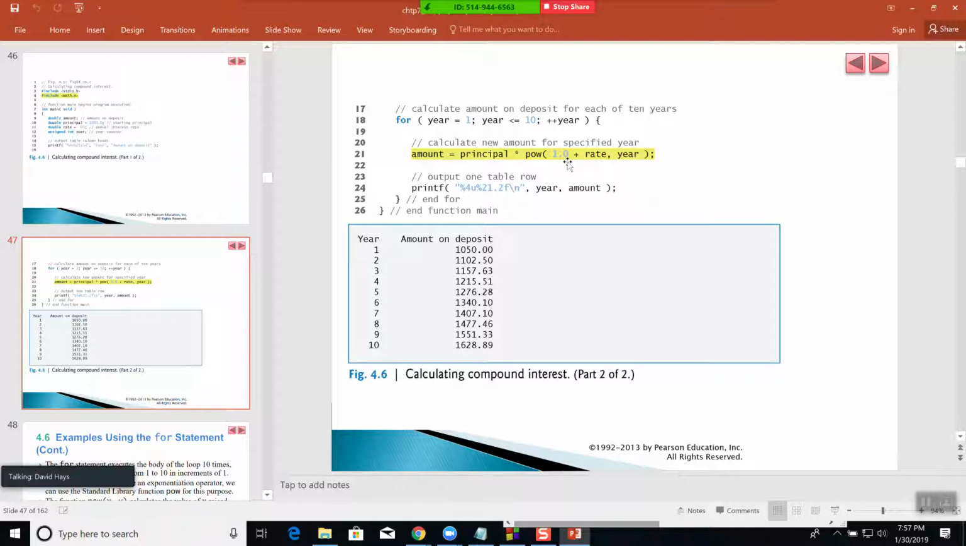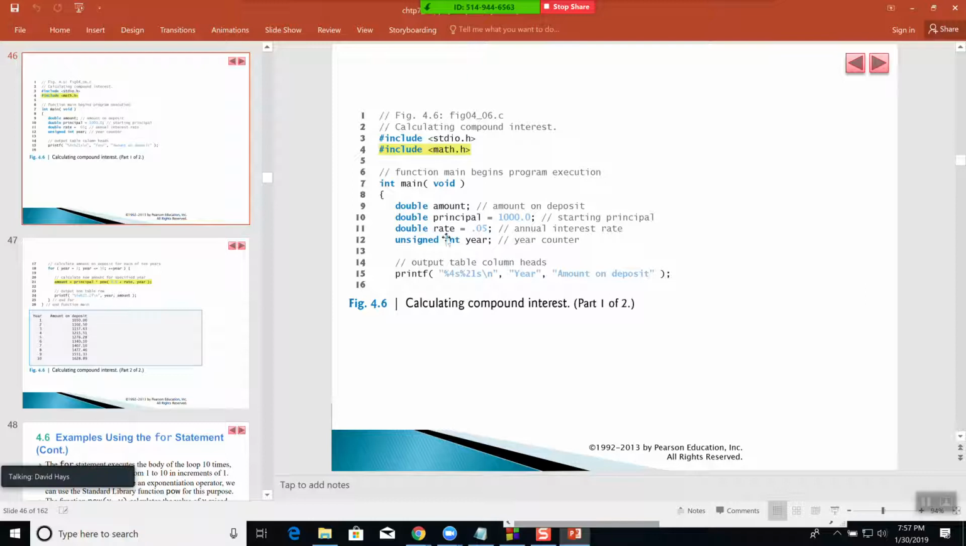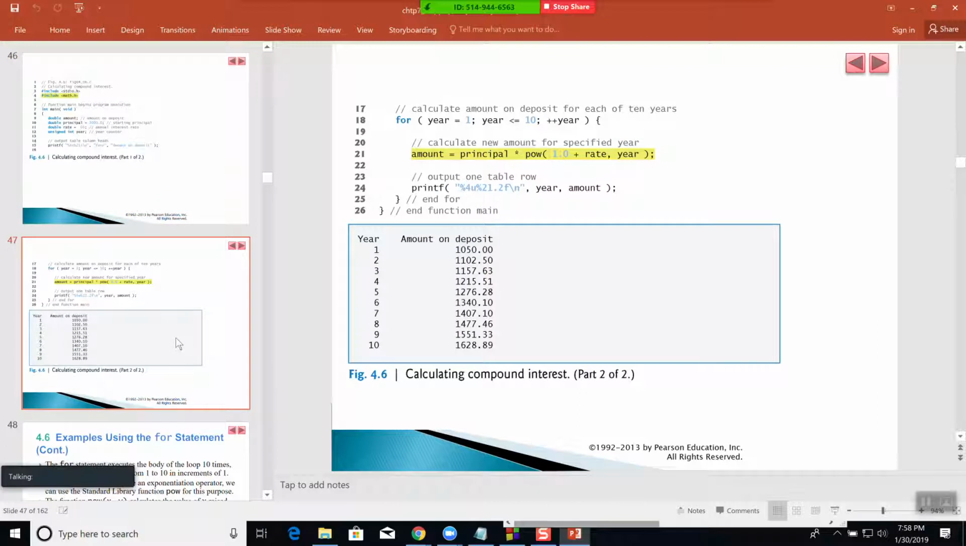They do that 1.0 to force it to be a floating point value plus a rate. But if rate is already floating point, you shouldn't have to do the 1.0. And then comma year. And they use year up here. They don't declare it. See how there's no declaration in front of the year equals 1? They don't say whether it's an integer or a float. Let's see what they said it as. Unsigned integer year. So you see, you don't have to declare it right within the for loop. It's easy to, but you don't have to.